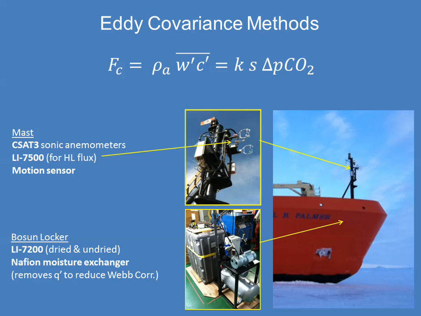The formula at the top is kind of the heart of what we do. It's the CO2 flux equation. FC is CO2 flux. The middle portion is CO2 flux as measured by eddy covariance, so it's the covariance of fluctuations in the vertical winds and fluctuations in CO2. So we measure that. And then the right side is the bulk formula, so it's K, gas transfer velocity, times solubility, times the concentration difference between CO2 in the water and the atmosphere.